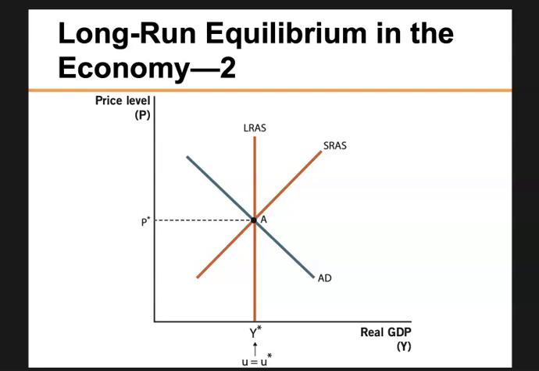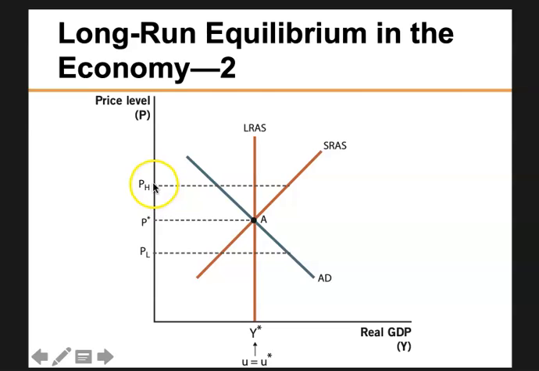Take a look at different points here. If we have different prices, for example, at PL, right here, the quantity of aggregate demand is larger than the quantity of aggregate supply. So price will get pushed up, right? This price is too low. The price level will rise until it reaches the P star.